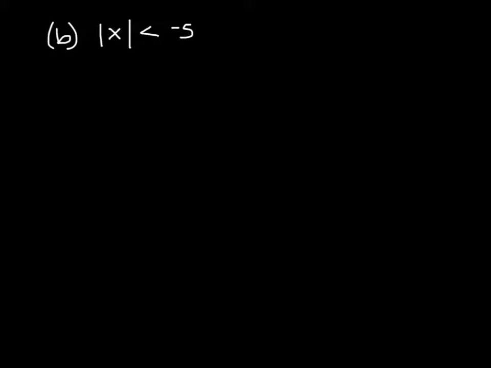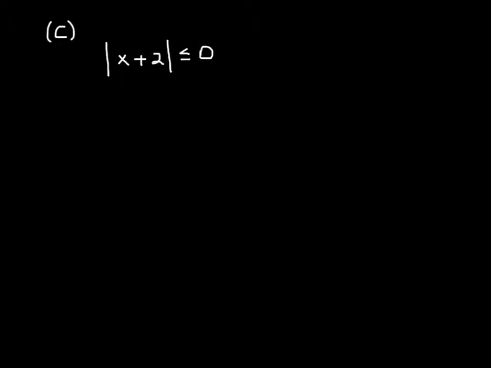For B, the absolute value of x is less than negative 5. Well, this goes back to absolute value having to be positive. So absolute value cannot ever be less than negative 5, because everything less than negative 5 is a negative number. So this is never true, so it's going to be the empty set.